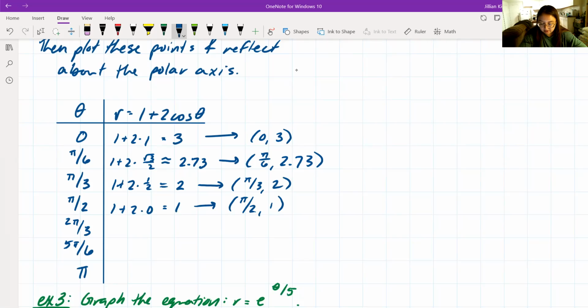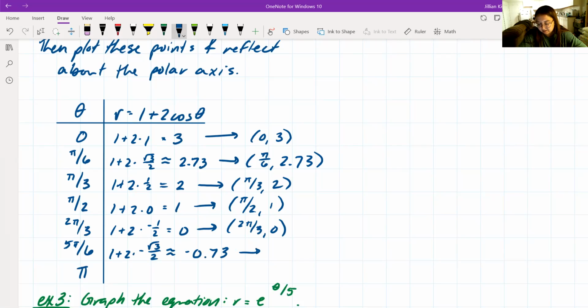For 2 pi over 3, we have 1 plus 2 times -1/2, and this is going to end up giving us 0. So now we have 2 pi over 3, 0. Then for 5 pi over 6, we're going to get 1 plus 2 times negative square root 3 over 2. Using a calculator, we'll find this value is about negative 0.73. So our ordered pair will be 5 pi over 6, negative 0.73. And lastly, for pi, this will give us 1 plus 2 times -1, which ends up giving us a value of -1. So our point here is going to be pi, -1.